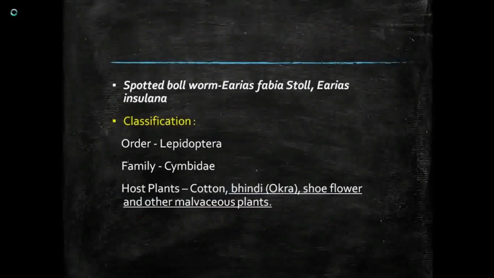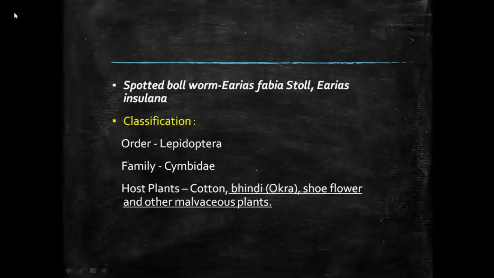So this spotted bollworm, the scientific name of this pest is Earias fabia, and another species is Earias insulana. The classification of the spotted bollworm is it belongs to the order Lepidoptera and family Noctuidae.